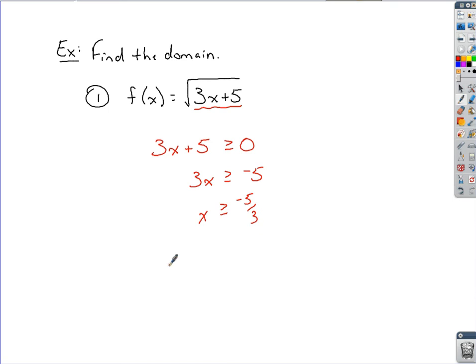Therefore, our domain here, if we use interval notation, is going to be negative 5/3, and that's included, so we'll use the bracket, traveling up to infinity, because we're talking about values that are greater than negative 5/3. That's your domain for the first one.